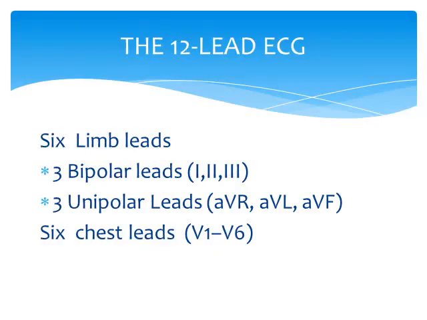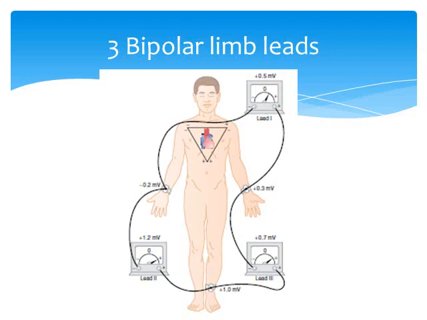The ECG is recorded with 12 standard leads. There are 6 limb leads and 6 chest leads. So among the 6 limb leads, 3 are bipolar limb leads and 3 are unipolar limb leads. The 3 bipolar limb leads are lead 1, lead 2 and lead 3.